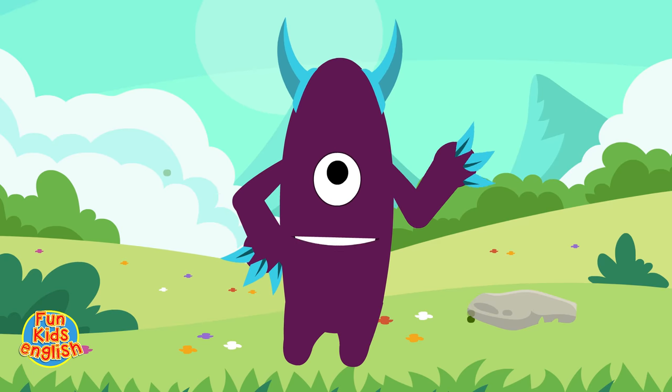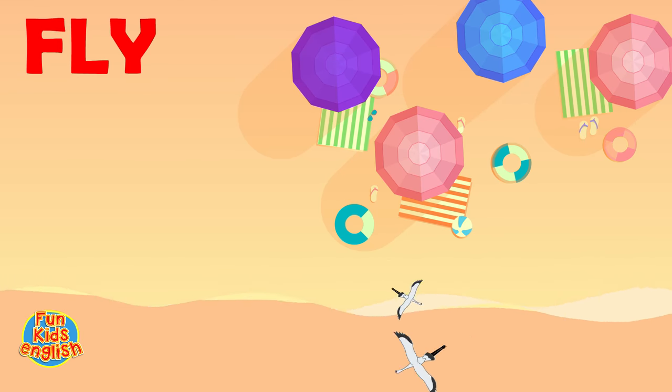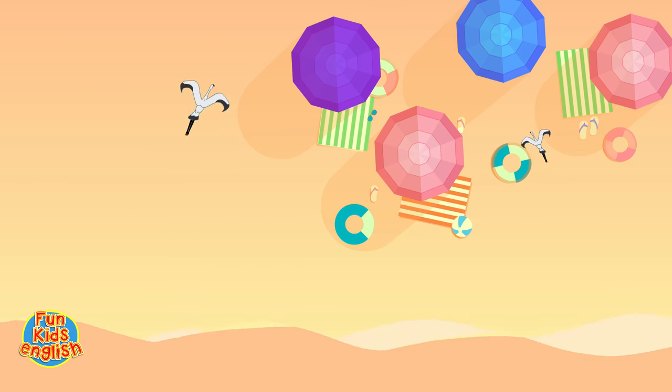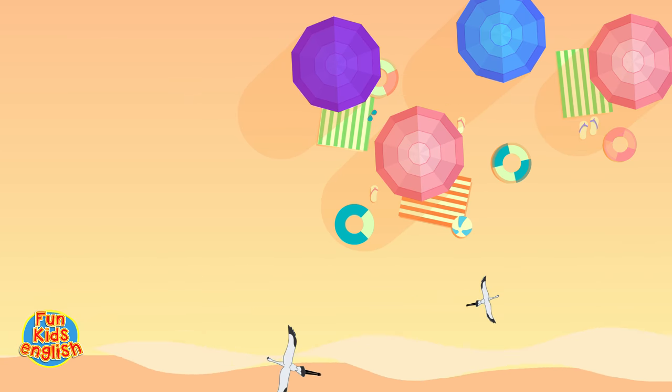Touch your back nine times. One, two, three, four, five, six, seven, eight, nine. Fly. Fly around a circle, fly around a circle, fly around a circle and stop.